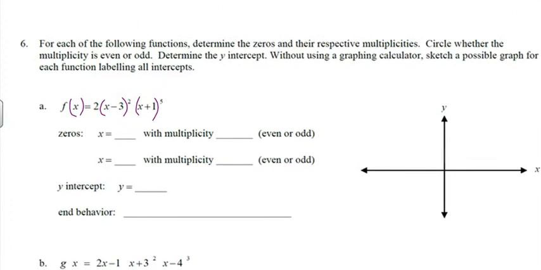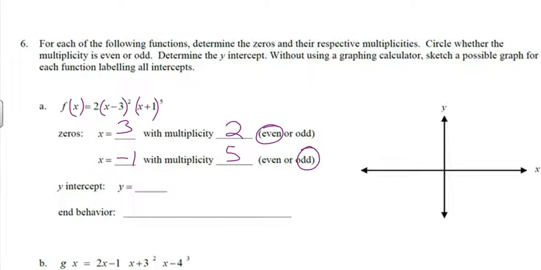No, there's some good shows I think on it, but for each of the following functions, determine the zeros and their respective multiplicities. Circle whether the multiplicity is even or odd. Determine the y-intercept. Without using a graphing calculator, sketch a possible graph for each function, labeling all intercepts. Okay, zeros. x equals what? 3 with a multiplicity of 2, which is even. x equals -1 with a multiplicity of. Are you looking at the same sheet here? Which is?